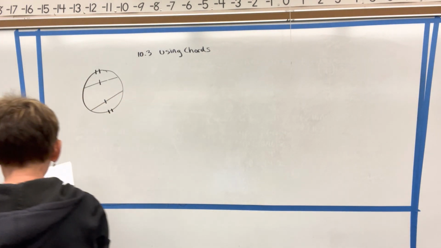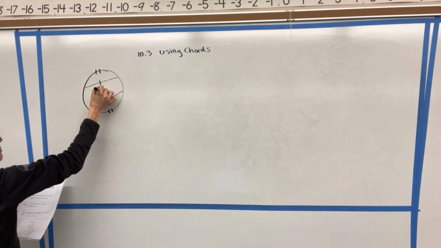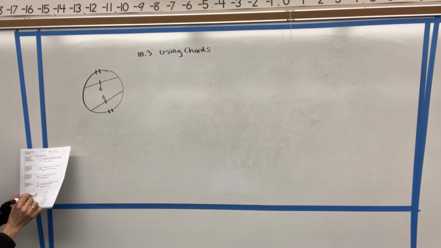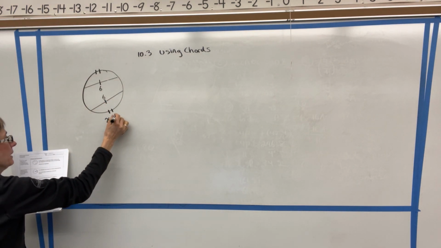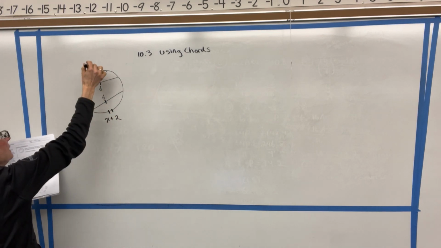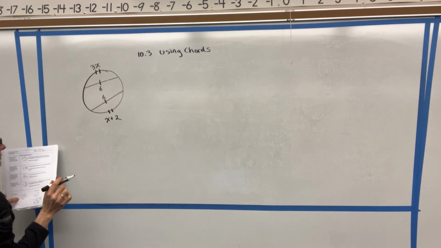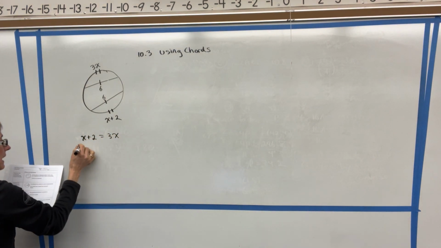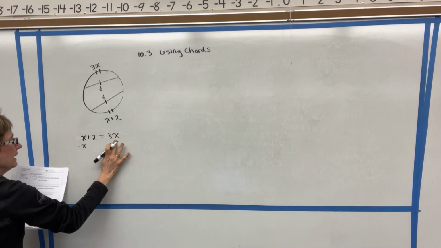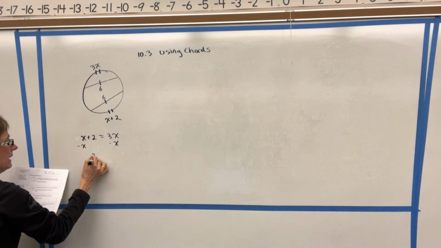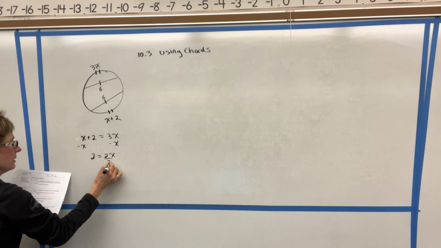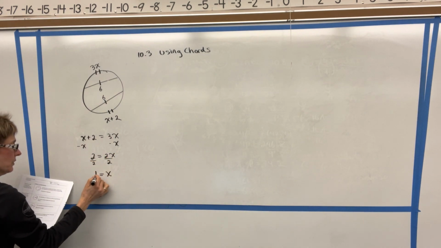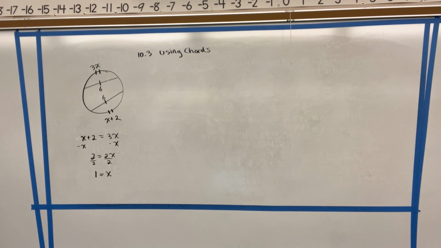Let's do an example. Let's put some numbers on this. Let's say that both of these chords are length 6, and this arc is marked as being x plus 2, and this one is marked as being 3x. I would be able to set x plus 2 equal to 3x, subtract x from both sides, and get that 2 equals 2x, or x equals 1. So if the chords are congruent, the arcs are, and if the arcs are congruent, then the chords are.